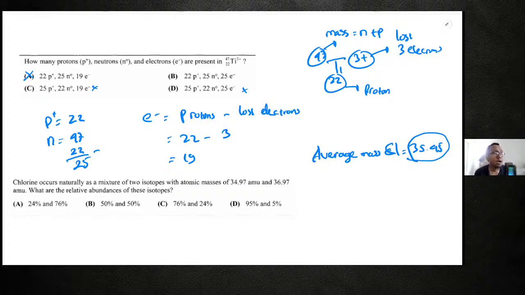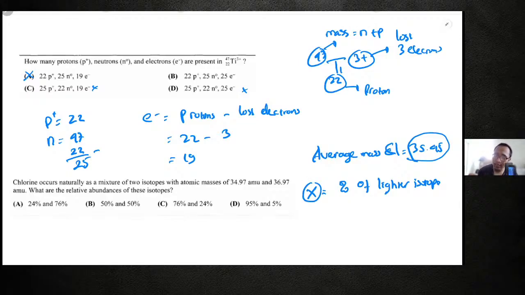For example, let X be the percent of the lighter isotope. Remember, the lighter isotope, and then divided by... let me explain first. So we assume this one is X.